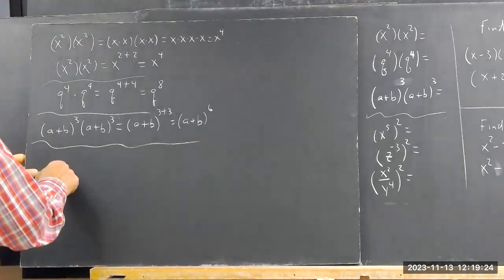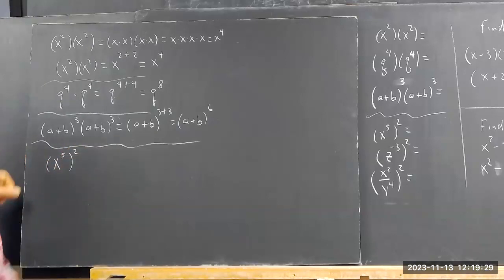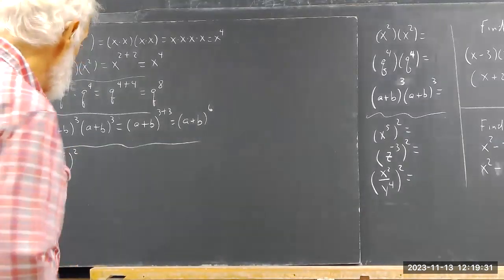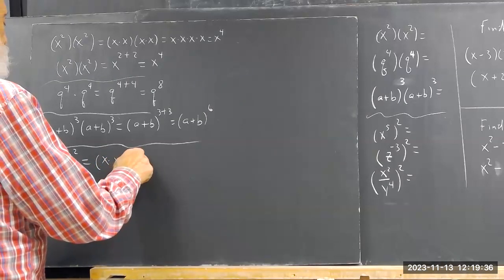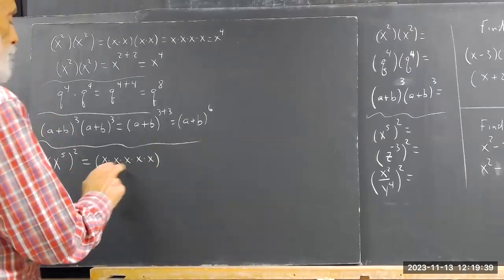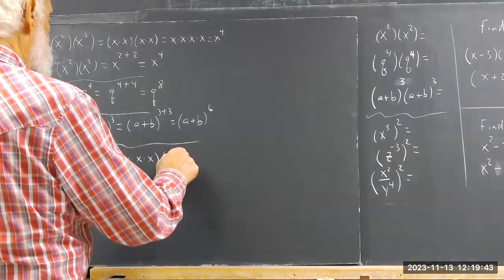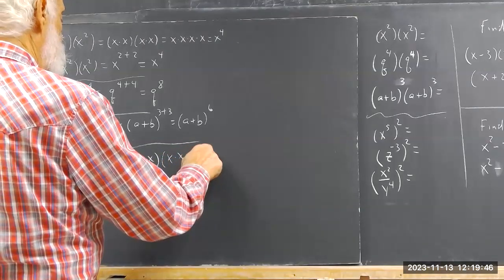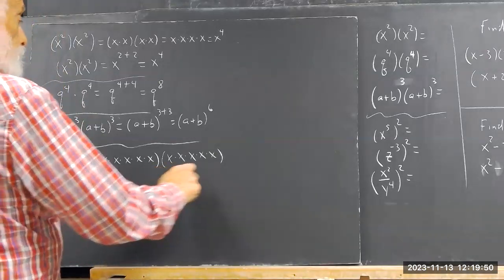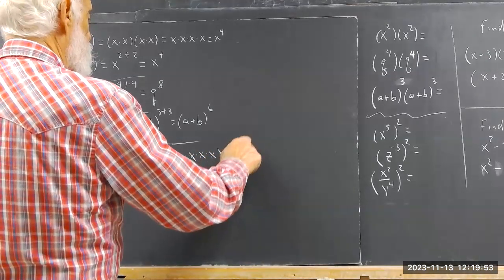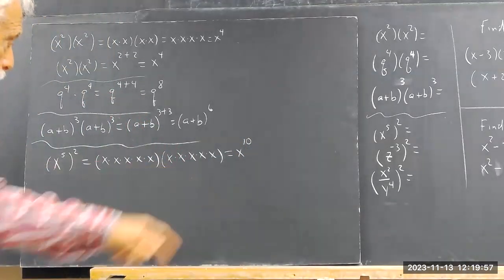Okay, then we have x to the 5th squared. Now we could write that as, there's x to the 5th, 5 of them, and we're squaring it, so we've got to multiply that by itself. Well, that equals x to the 10th, because there are 10 of them there.